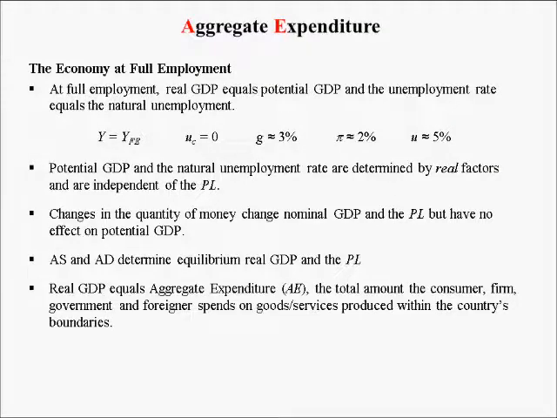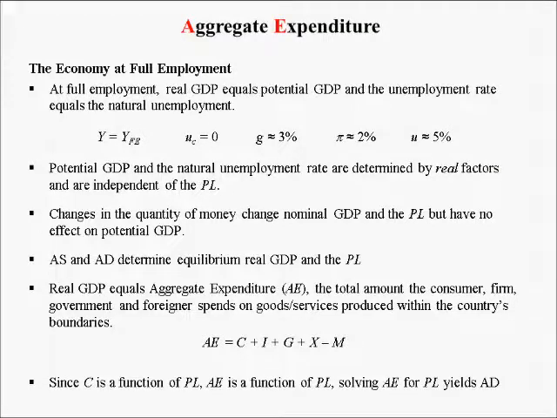Real GDP equals aggregate expenditure, which is the total amount the consumer, the firm, the government, and the foreigner spend on goods and services produced within the country's boundaries. Aggregate expenditure is consumption plus investment expenditures plus government expenditures plus net foreign expenditures. If the price level rises, consumers are going to spend less money. So consumption and the price level are negatively related. Therefore, aggregate expenditure and the price level are negatively related.